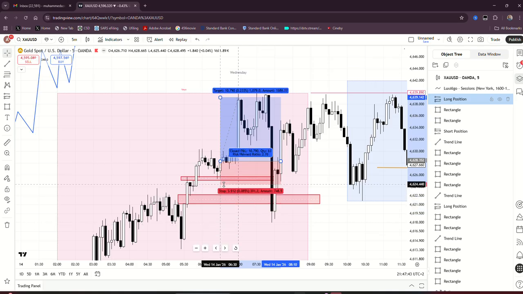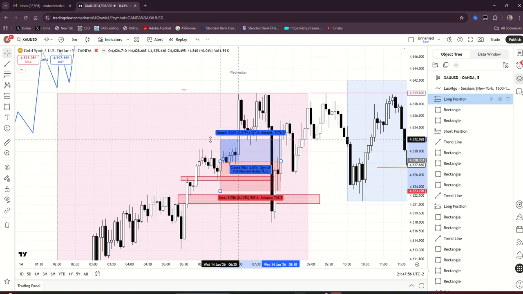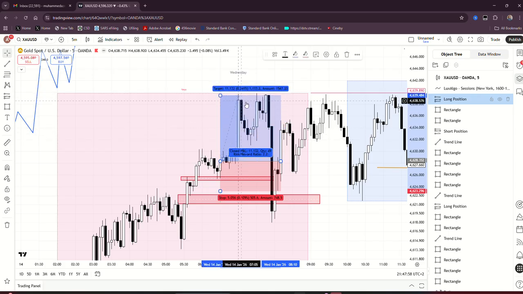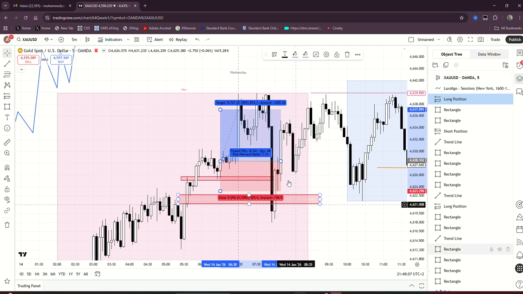Stop loss, you could have gone maybe below here if you want to go for a tight one, or you could have gone there. If you want to give yourself more breathing room, you can put your stop loss there. TP, we can go with maybe one. How many pips is this? What's it for? 4627, 4637. I'm looking at 4637, right?